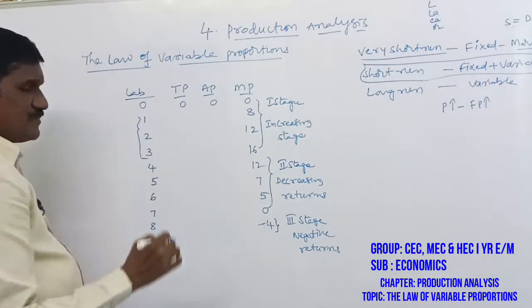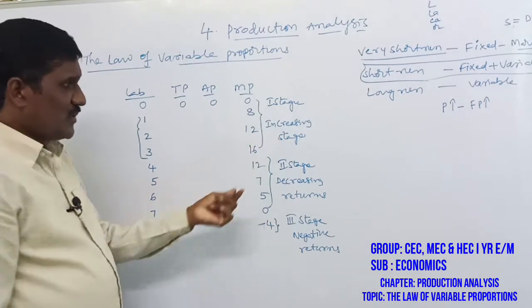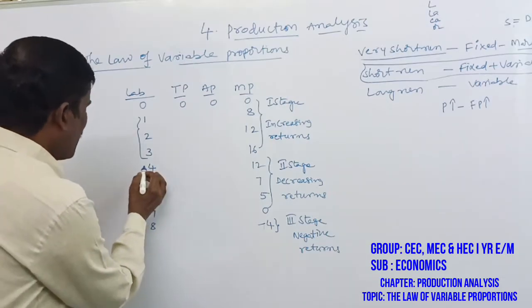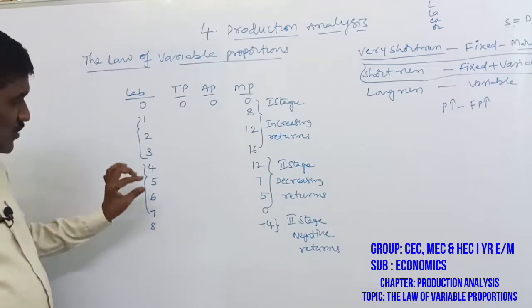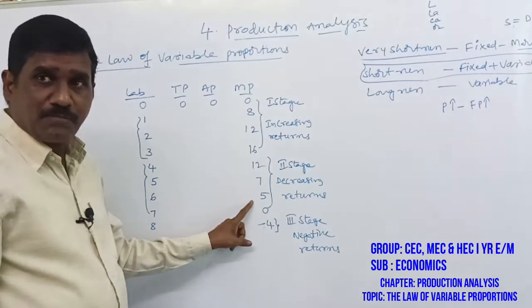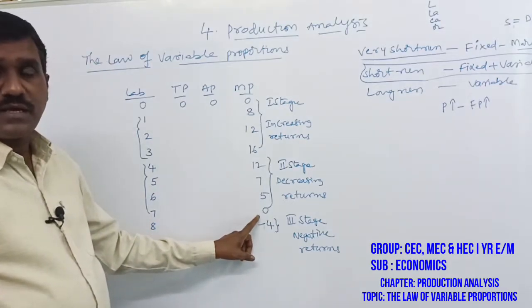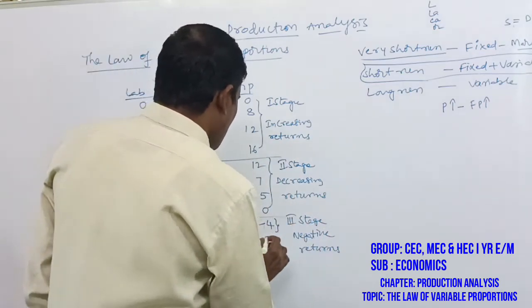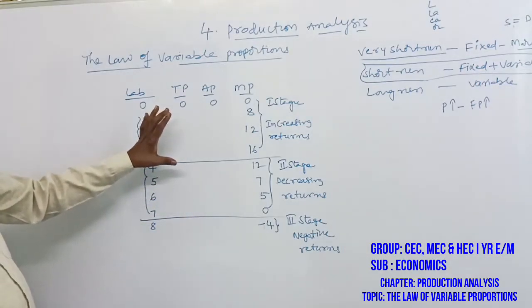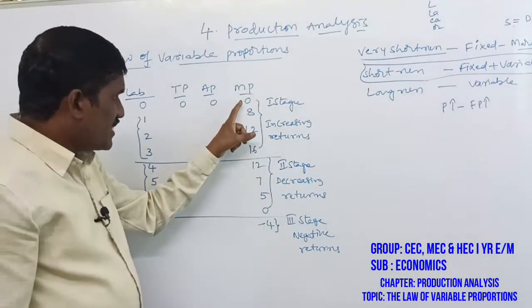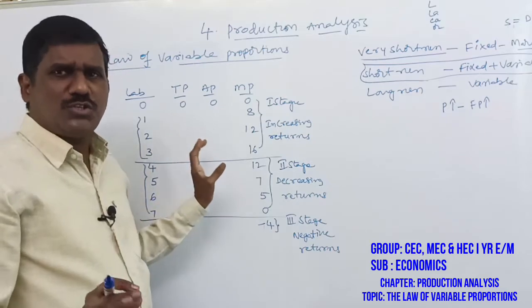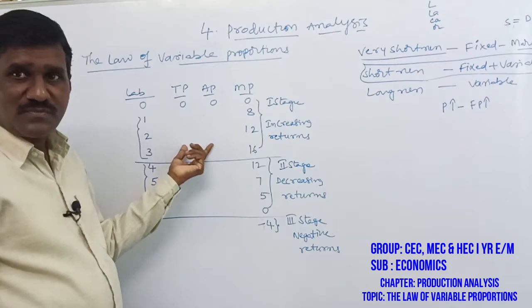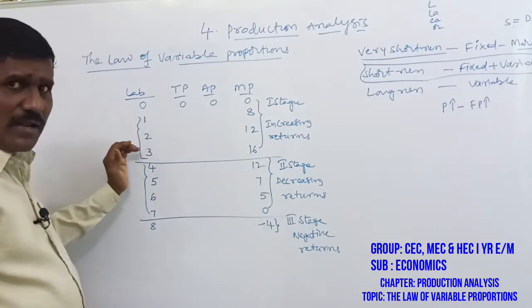In the first stage, labor increases and we get the increasing stage, increasing returns. Returns means production. Increasing returns, increasing output. In the second stage we also increase the labor, but production decreases, and as the labor increases, the returns go to negative values. So this is the first stage, the second stage, and the third stage. What the law explains is, if you want to increase the production, increasing labor alone is not a solution. You can appoint labor, but only up to a certain stage. Appointing more and more labor is not the correct way.